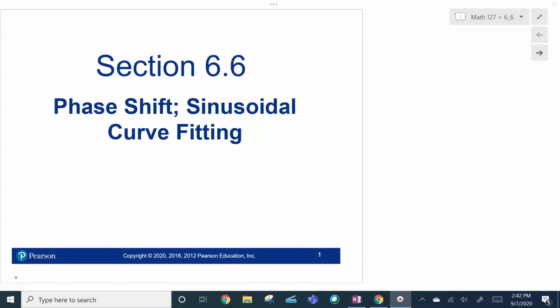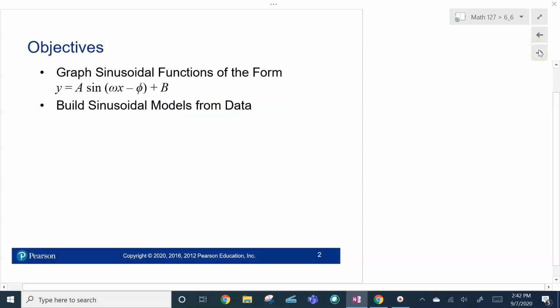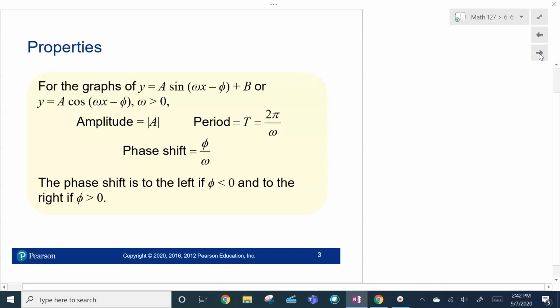We're going to take a look at phase shift and sinusoidal curve fitting as we graph sinusoidal functions of that form, as well as build some sinusoidal models from data using regression analysis. All right, so we're going to take a look at functions of the form here and here.